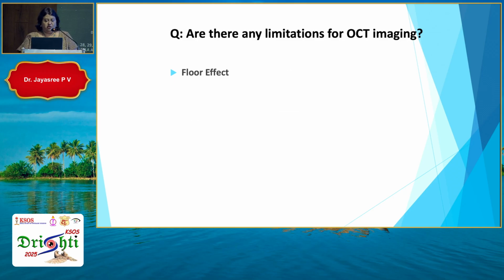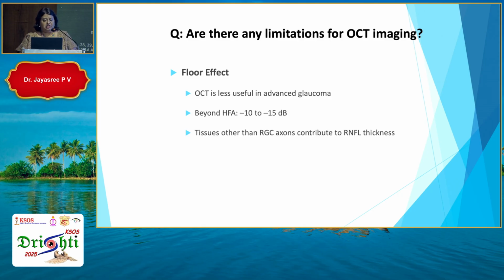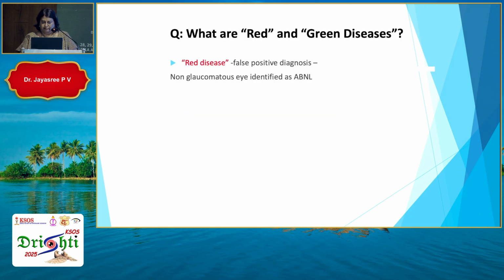Something very important is called the floor effect. If the glaucoma is very advanced, OCT becomes much less useful, especially beyond the HFA of -10 to -15 decibel. Tissues other than the RGC axons also contribute to RNFL thickness. That basic tissue does not die off, and that is the reason why you still have a floor effect. RNFL thickness flattens at around 30 microns, and if it falls to less than 30 microns, then that is a false reading.